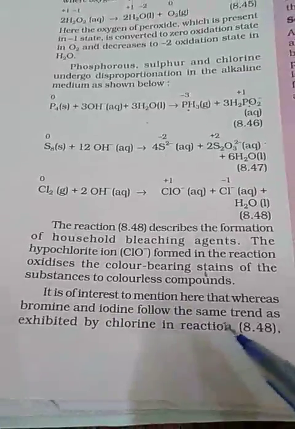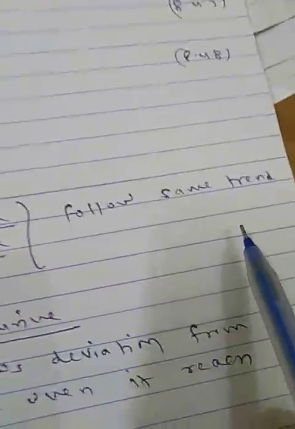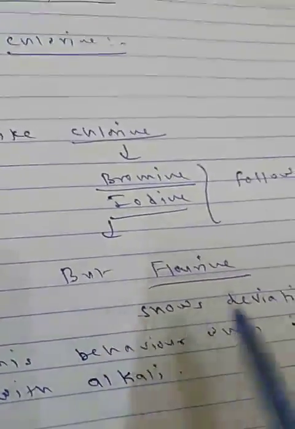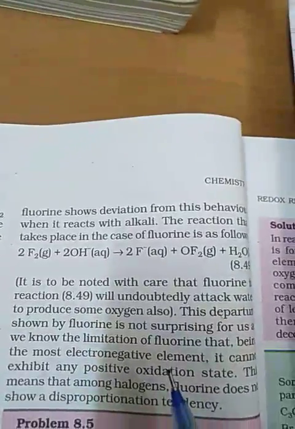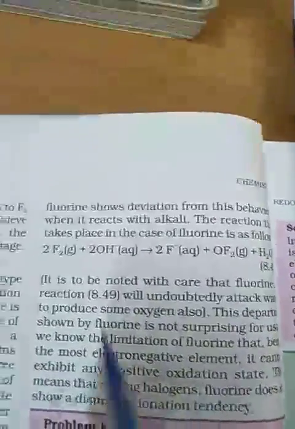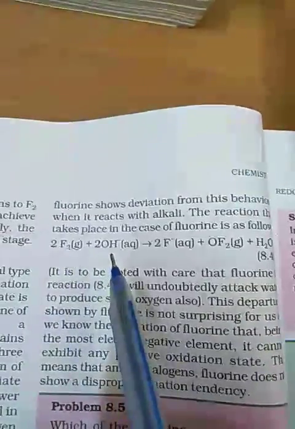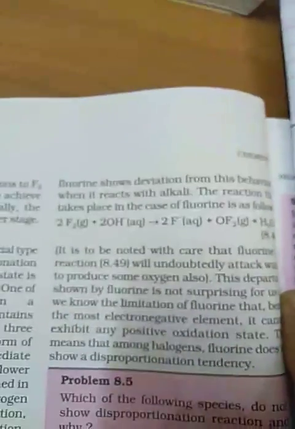It is of interest to mention here that bromine and iodine, like chlorine, follow the same trend, but fluorine shows deviation in this behavior when it reacts with alkali. The reaction that takes place in the case of fluorine is as follows. 2F2 + OH ion gives F ion + OF2 + H2O. This reaction is 8.49.